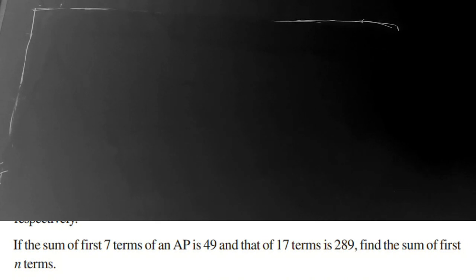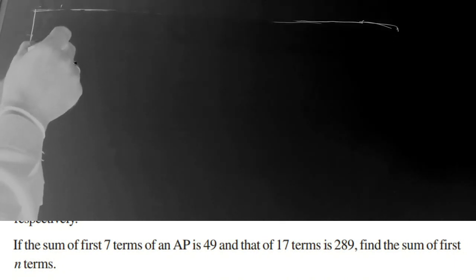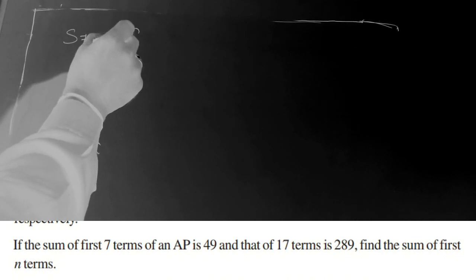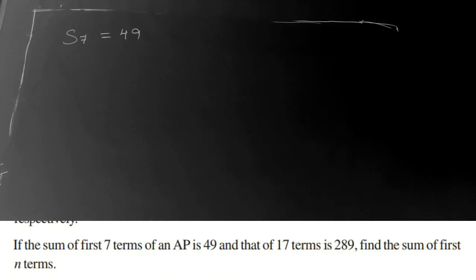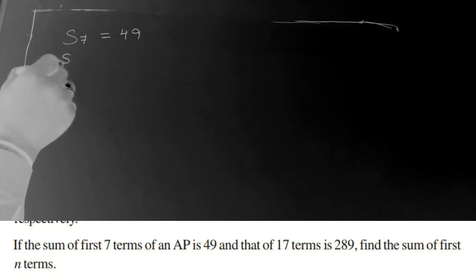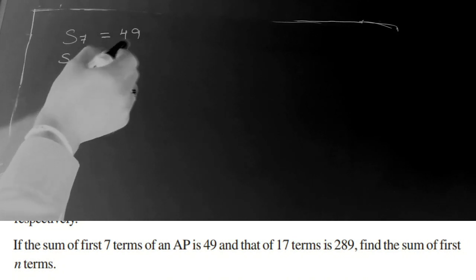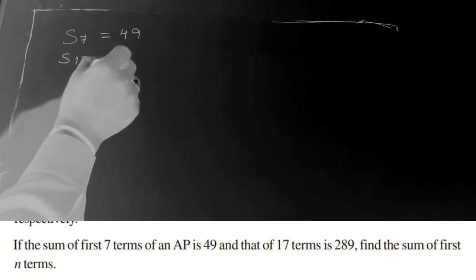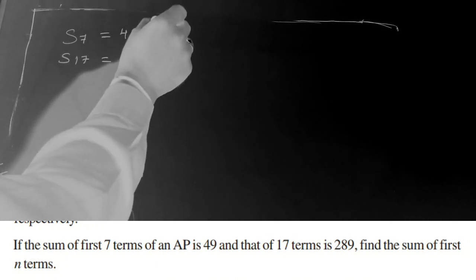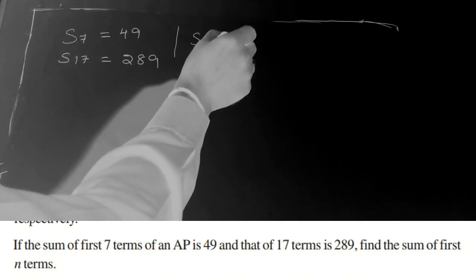If the sum of first 7 terms of an AP is 49 and that of 17 terms is 289, find the sum of first n terms. So in the question he has given the sum of 7 terms, S7, as 49, and the sum of 17 terms, S17, as 289. He is asking to find Sn.